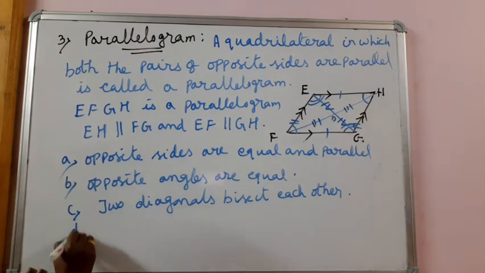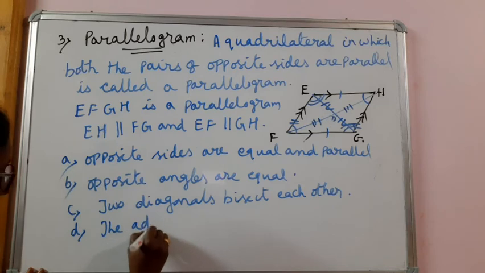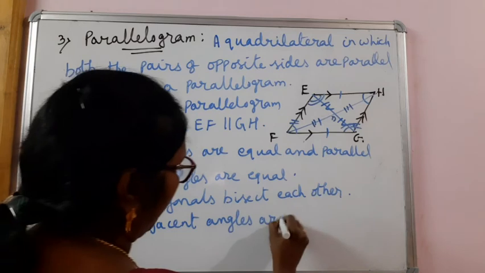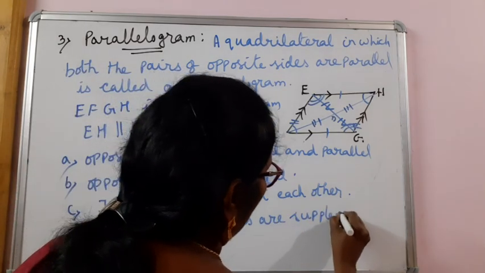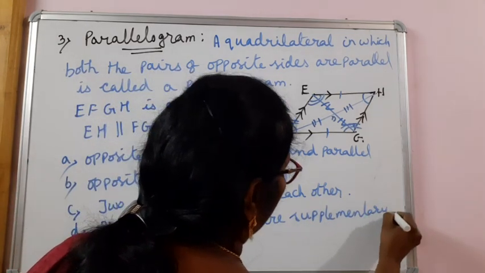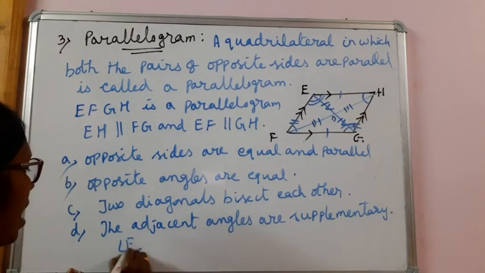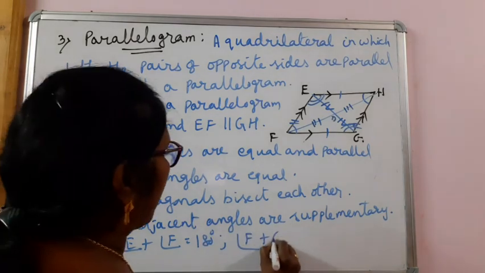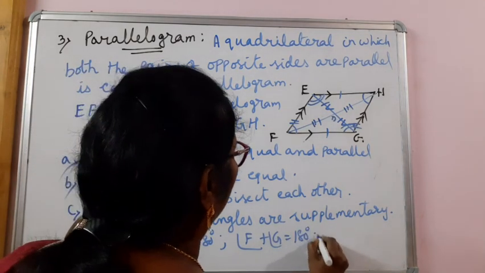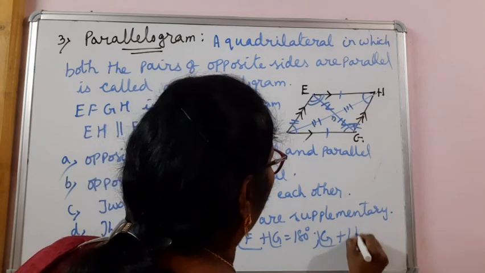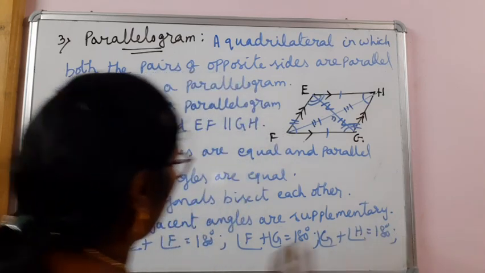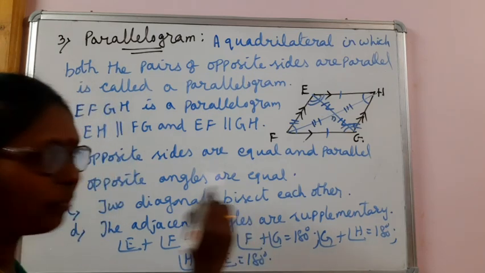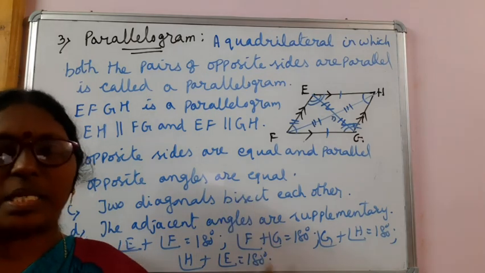And the last property is the adjacent angles are supplementary. Supplementary means their sum is 180 degrees. That is, angle E plus angle F is 180 degrees. Angle F plus angle G is 180 degrees. Angle G plus angle H is 180 degrees. In the same way, angle H plus angle E is 180 degrees. Okay? I hope this is clear to you.